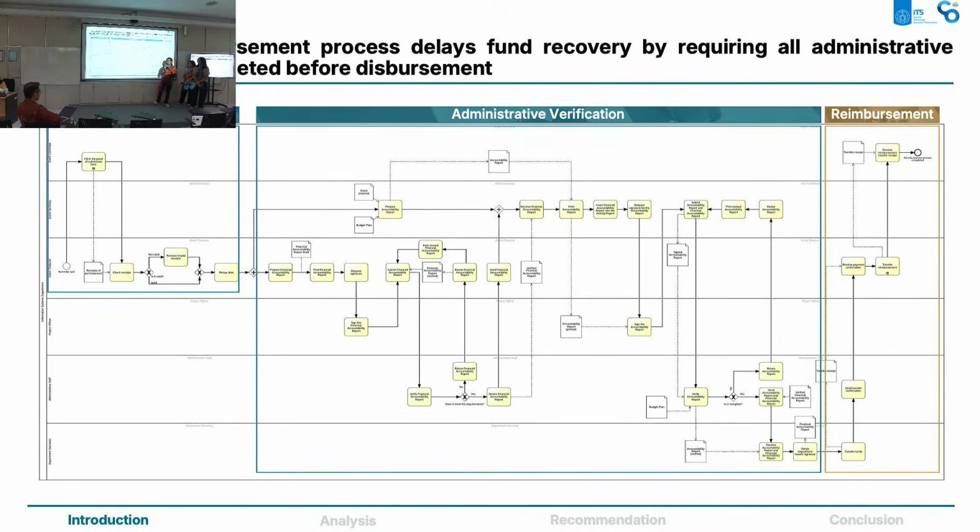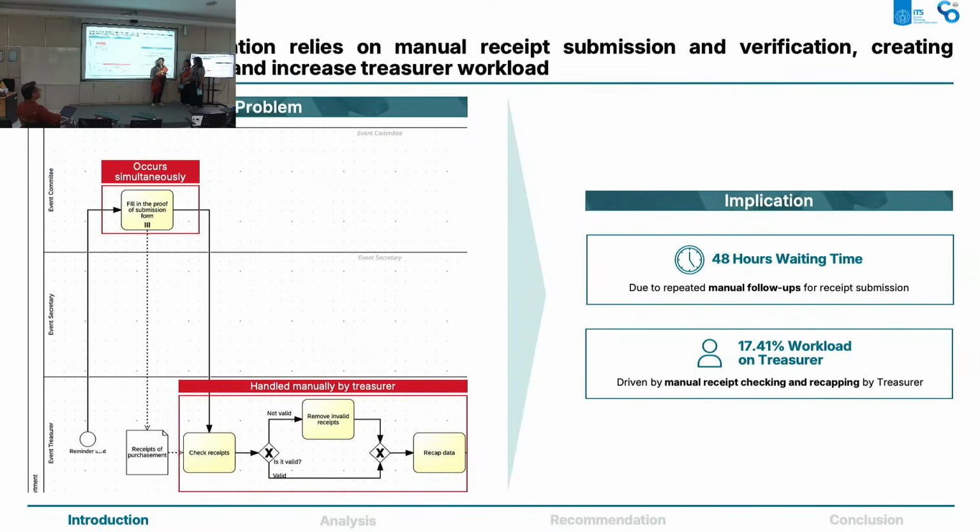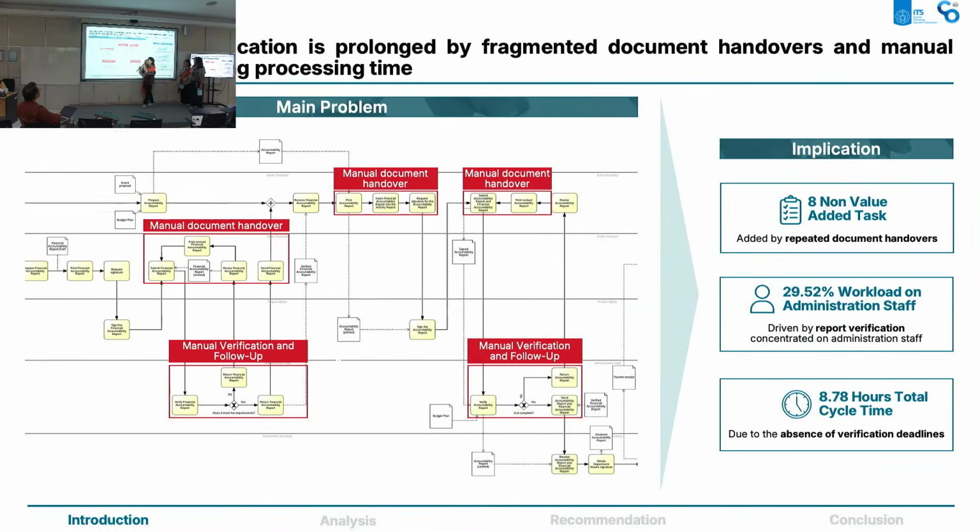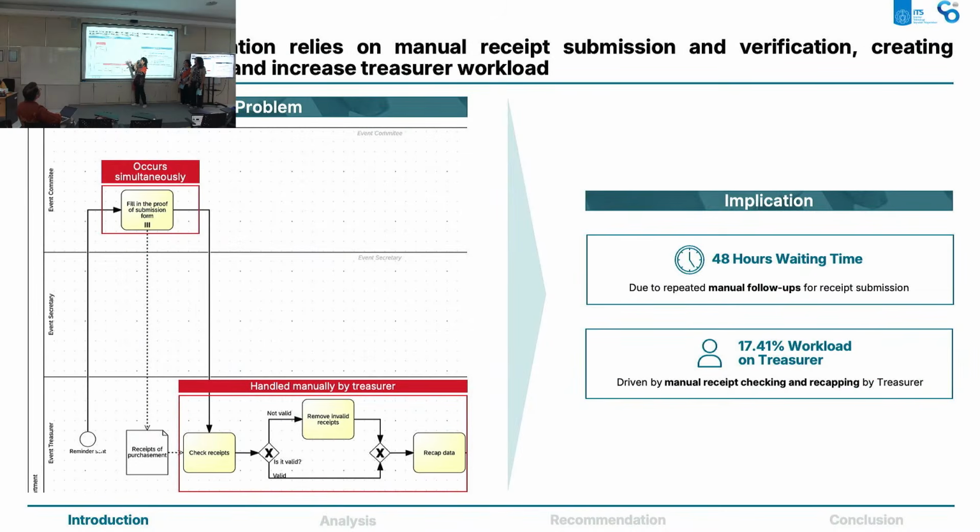From that problem, we did some quantitative and qualitative analysis to see the problem behind every stage. The first stage is the expense documentation stage. In this stage, we can see the failure in the proof of submission occurs simultaneously, which makes 48 hours of waiting time. At the same time, the treasurer also has to receive and check the receipts manually, which makes 117.41% workload utilization, creating a bottleneck at the treasurer in this stage.